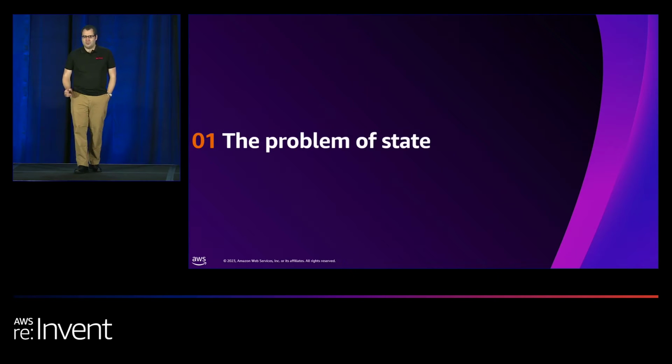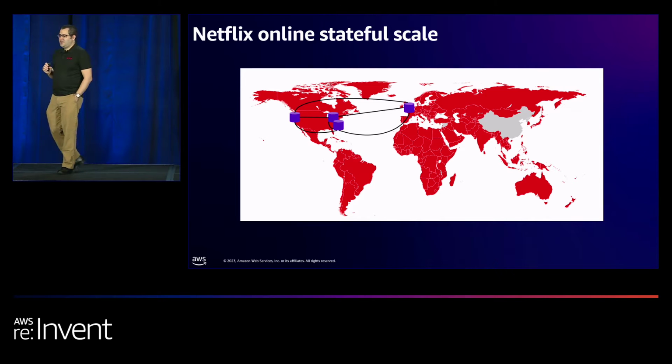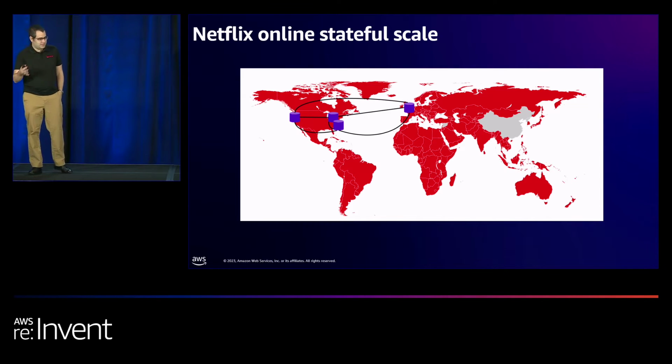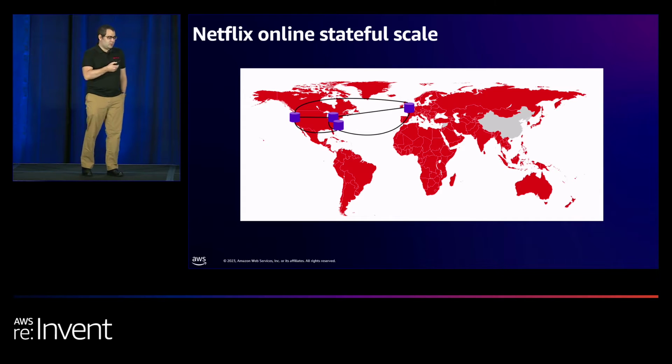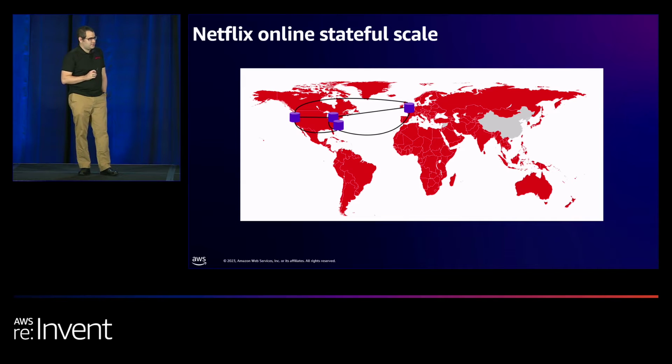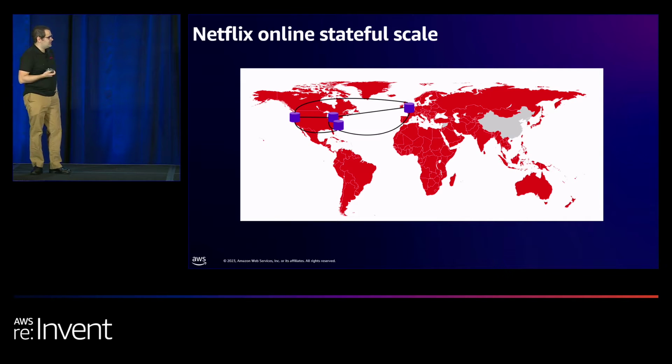All right, so let's start with the problem. The problem at Netflix is that we have a lot of state, and it's all over the world. So every red country on that map is a country that uses Netflix, and then the purple dots there are where we store copies of our data. At Netflix, we use 4 Amazon regions with 3 availability zones each, which means that we have 12 copies of data spread across the world for almost all of our user data. Keeping all of this consistent is tough.